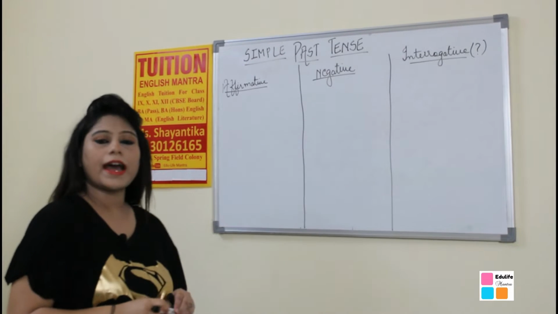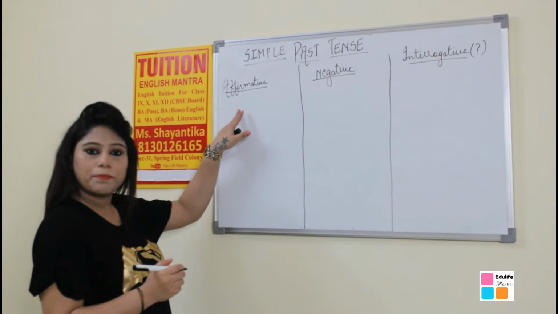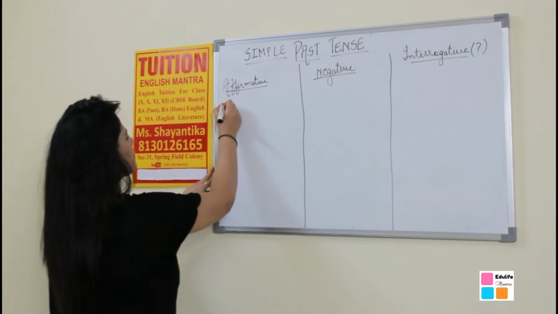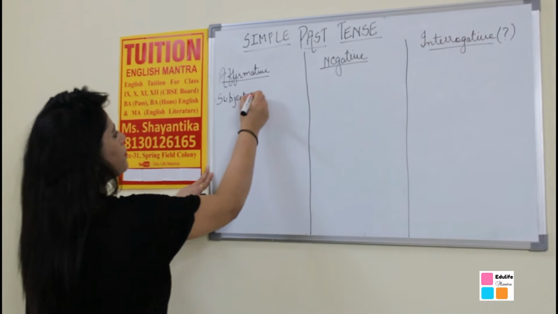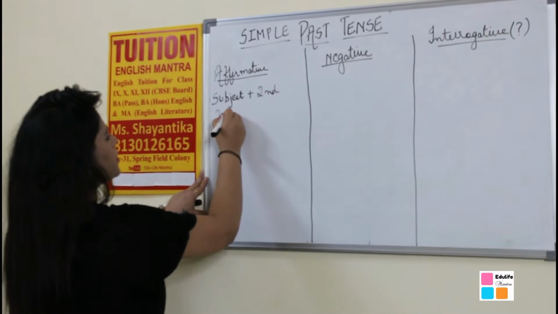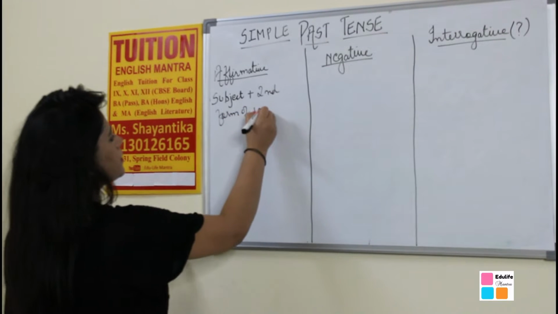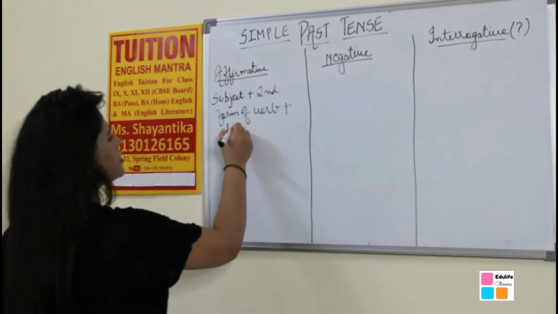Now let's look at the affirmative sentences first. So the formula for simple past tense is subject plus second form of verb plus object.